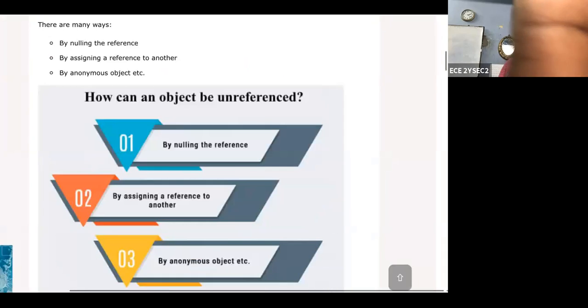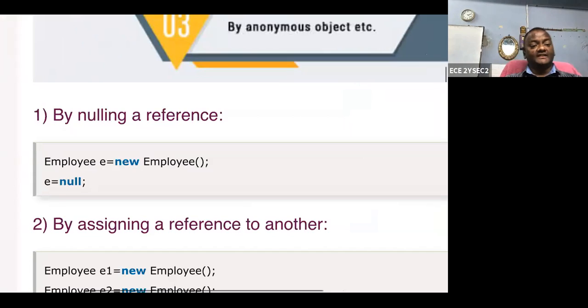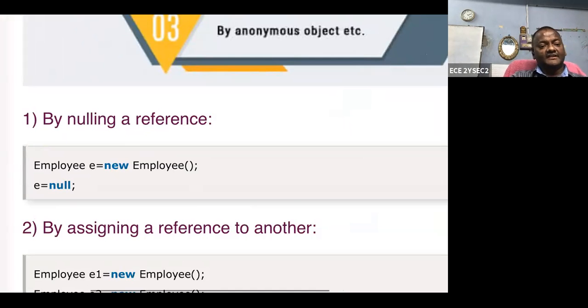Yes, there are three different methods. First, nulling a reference. Suppose this is an object, an employee, new Employee. If I want to nullify it, E is equal to null. That means it is nullified. If the reference value is 0, then it can be cleared.